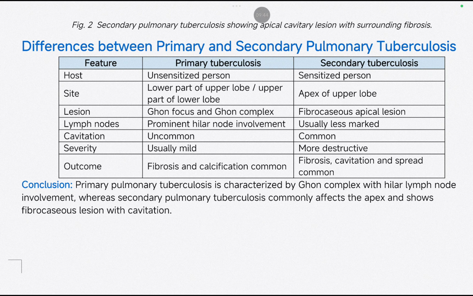But in secondary tuberculosis, it can be, but it is not well marked. Cavitation generally doesn't happen in primary tuberculosis. Why? Because the body heals it and converts it. But in secondary tuberculosis, cavitation is most common. Severity of primary tuberculosis is usually mild, and in secondary tuberculosis, it is more destructive. Outcome: fibrosis and calcification are most common in primary tuberculosis. But in secondary tuberculosis, fibrosis occurs, but also cavitation. Why? Because of the cheese-like matter, and because the spread of cheese-like matter is also going on.